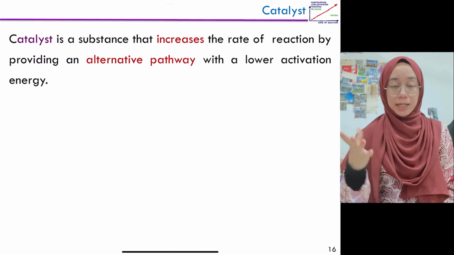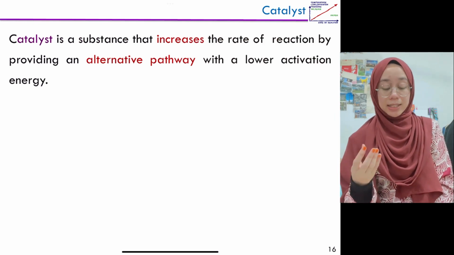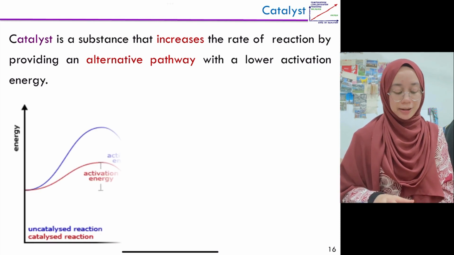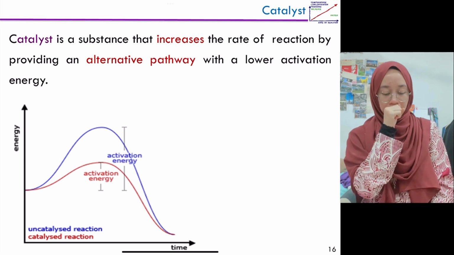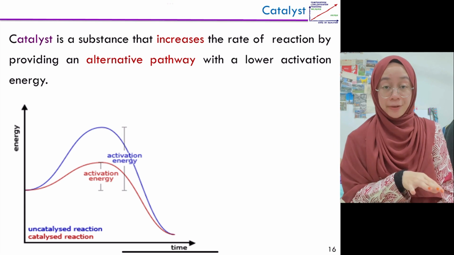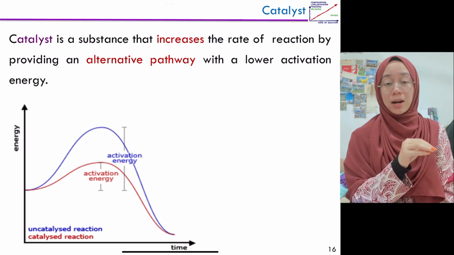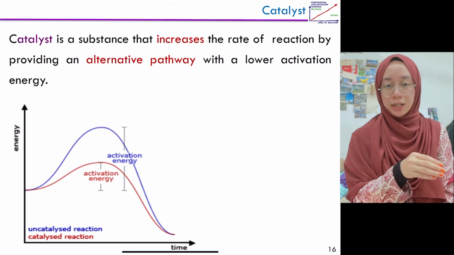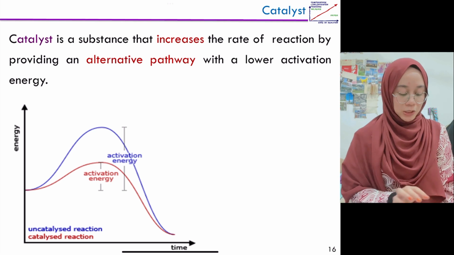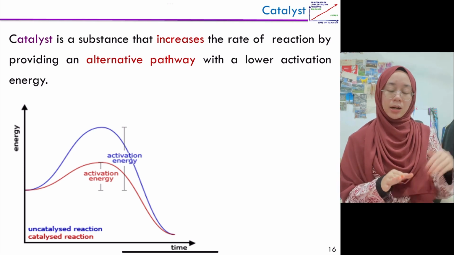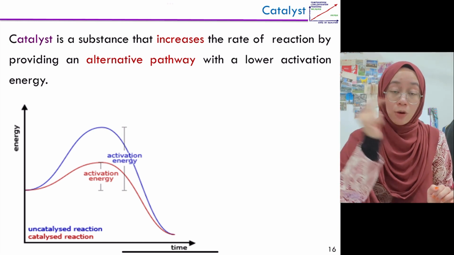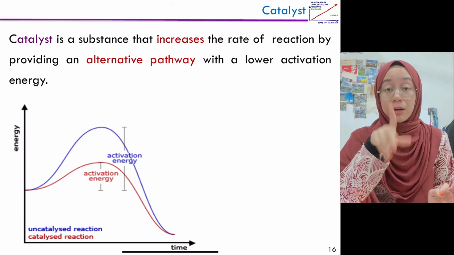So let's look at catalyst now. A catalyst is a substance that increases the rate of reaction by providing an alternative pathway with a lower activation energy. So you have to know how to draw the energy profile diagram with both the activation energy for the uncatalyzed reaction and also the one with catalyst. So you need both. For the energy profile diagram involving a catalyst, you only have to show the activation energy of the forward reaction, so you don't have to show the reverse reaction.